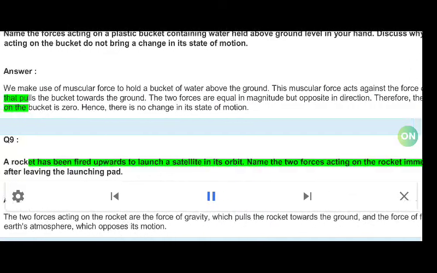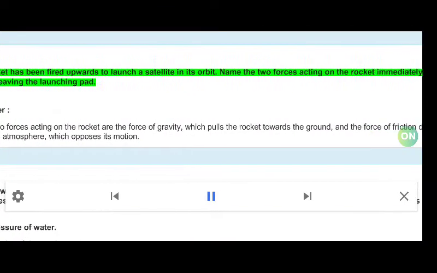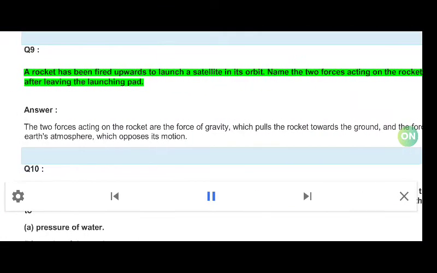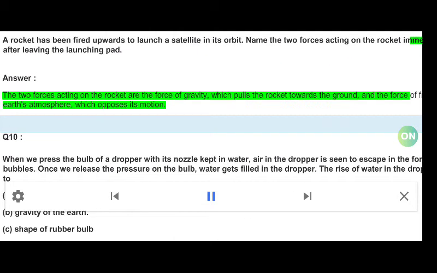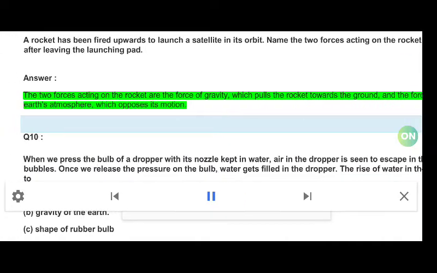Q9. A rocket has been fired upwards to launch a satellite in its orbit. Name the two forces acting on the rocket immediately after leaving the launching pad. Answer. The two forces acting on the rocket are the force of gravity, which pulls the rocket towards the ground, and the force of friction due to Earth's atmosphere, which opposes its motion.